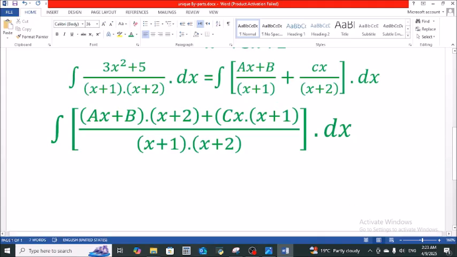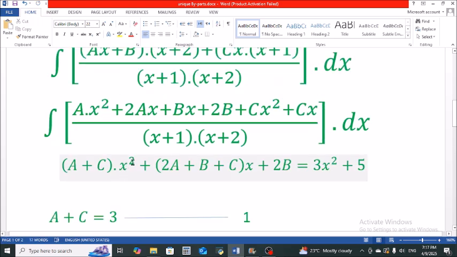And as you see here, solving, we took the LCM, that nearly returned the denominator to its original form: ax plus b multiplied by x plus 2, and cx multiplied by x plus 1. On multiplying these two brackets and multiplying cx by the other bracket, we would obtain a number of terms in the numerator. When we equate, we can solve our equations and find our constants a, b, and c, the coefficients of the same power of x.